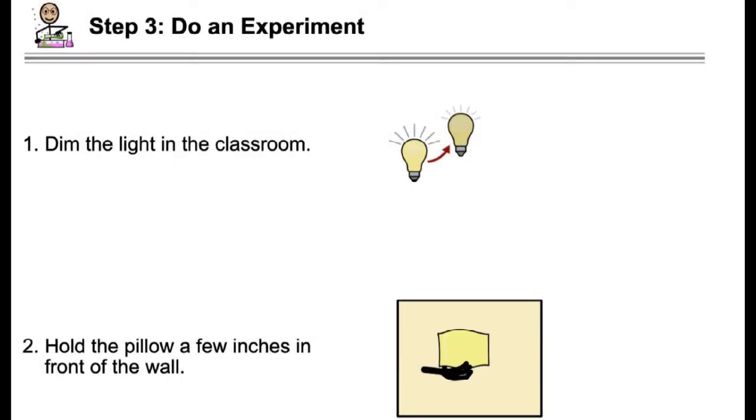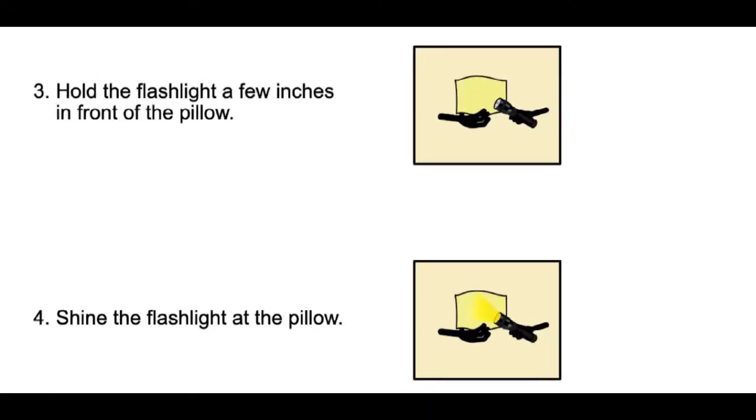For the third part of the experiment, we will now use the mirror. Have your flashlight turned on, dim or turn off the light. Hold the mirror a few inches in front of the wall. Hold the flashlight in front of the mirror. Shine the flashlight at the mirror. What did you notice? What did the light do? Watch me perform this part of the experiment.